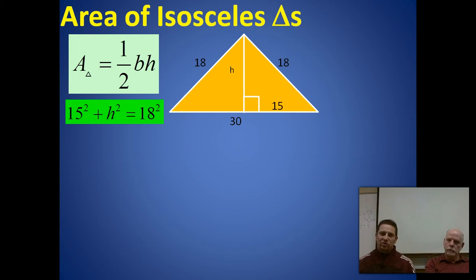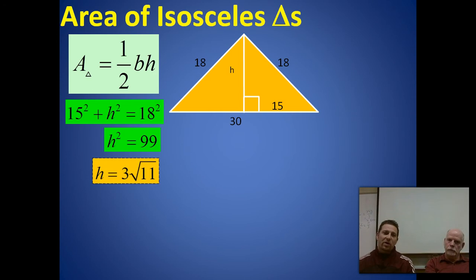So then all you got to do is square 15, square 18, move things around, and you get h squared equals 99. Okay, square root both sides, so undo squared, and we get 3 root 11. Remember, 99, guys, is basically just 9 times 11, and 9 is a perfect square, so you could square root the 9, take the 3 out, and leaves an 11 on the inside.